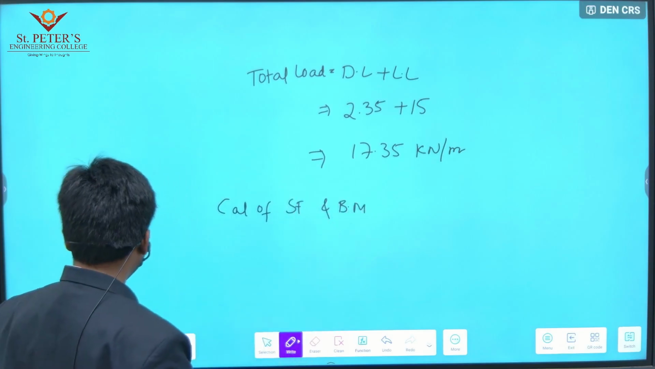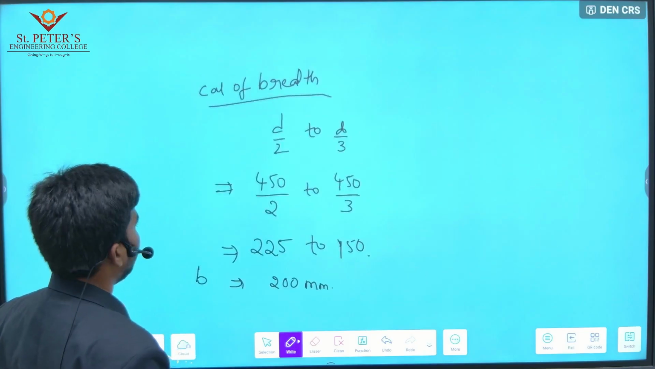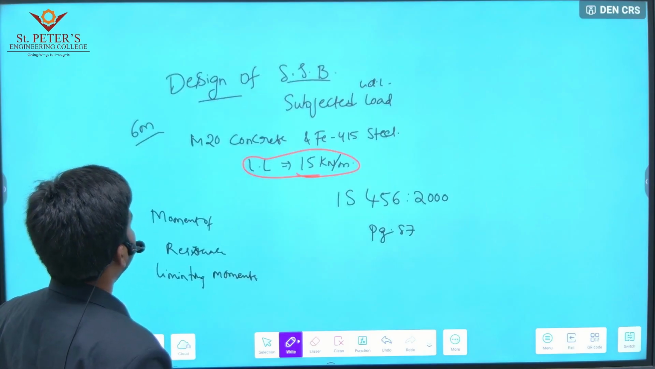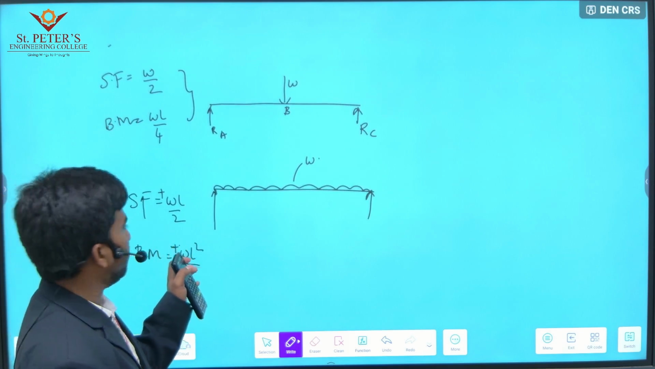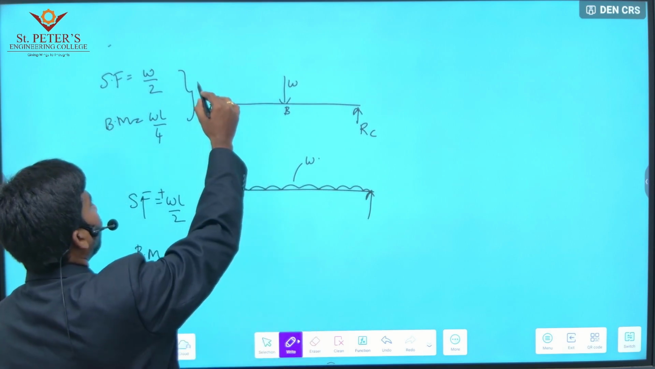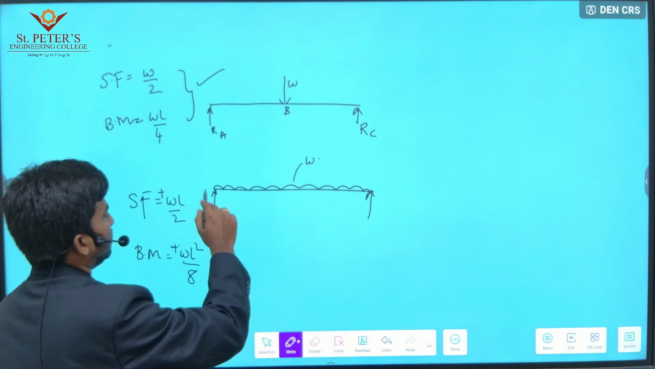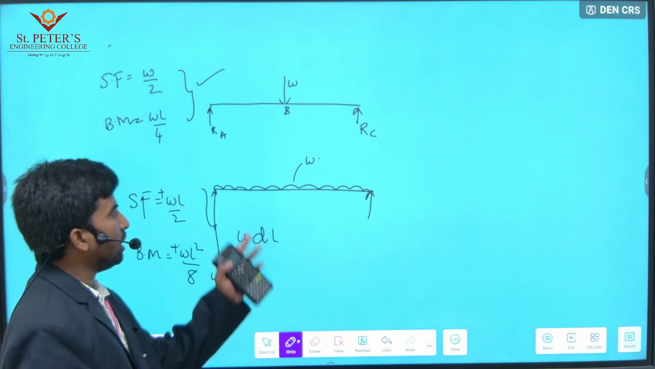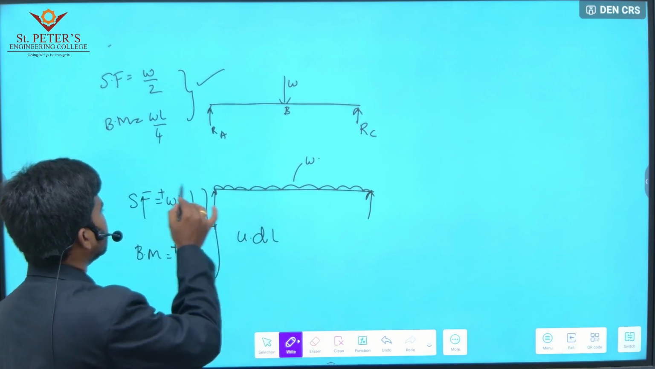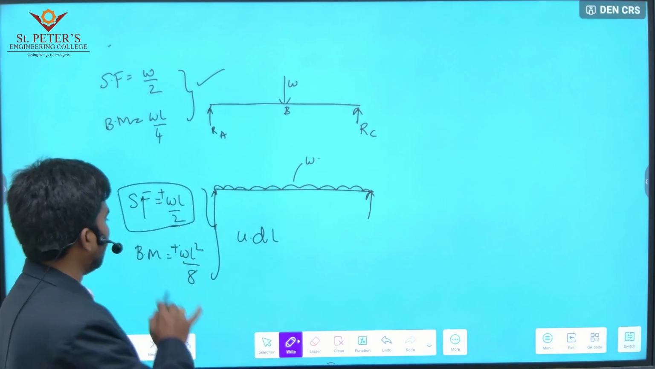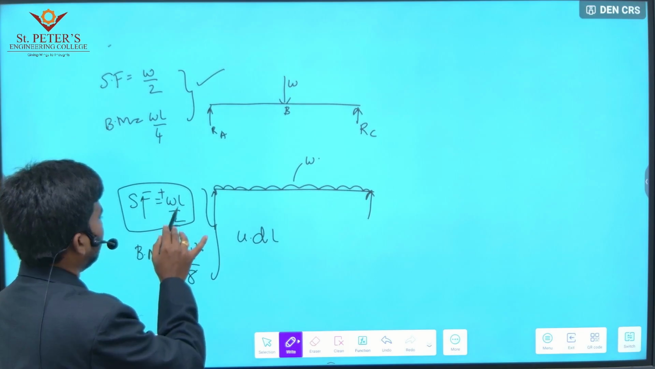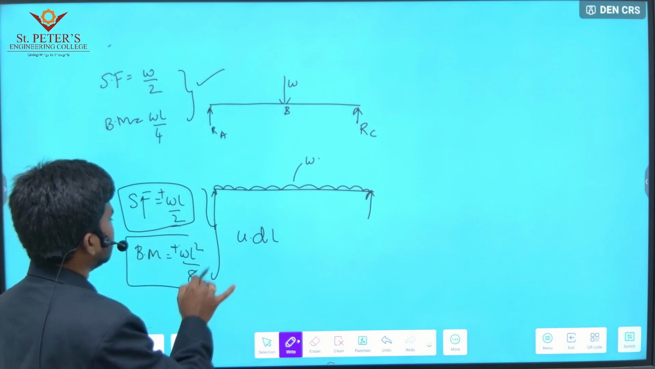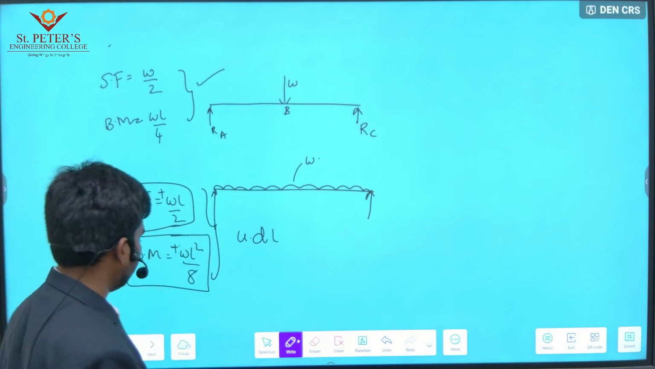The next step is calculation of shear force and bending moment. We already discussed shear force and bending moment. Here, for a simply supported beam with UDL, uniformly distributed load, the shear force value is WL by 2 and the bending moment is WL square over 8.